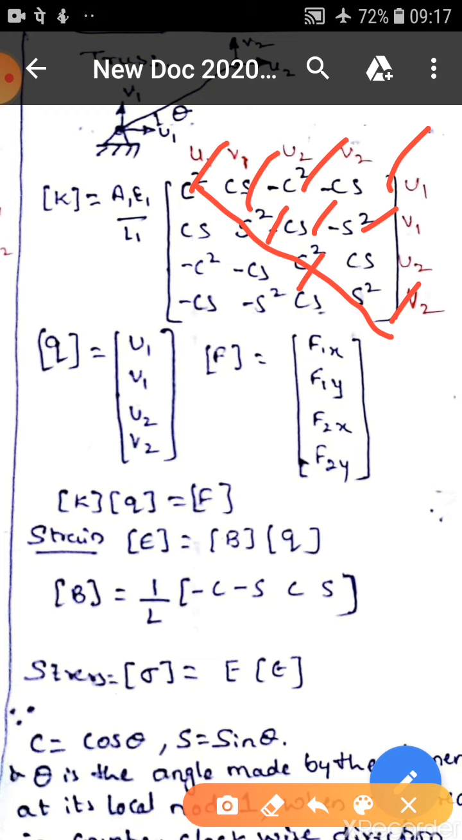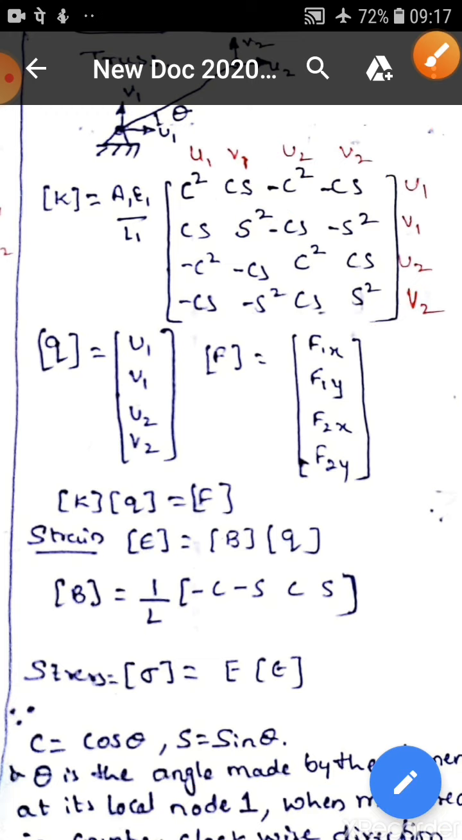What is C square and what is CS? These are terms called cos theta and sin theta. If the books refer to the displacements as q1, q2, they might use the notation L and M. L is nothing but cos theta, and M is nothing but sin theta.